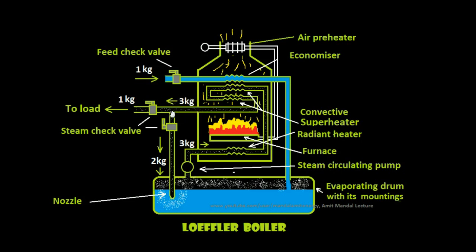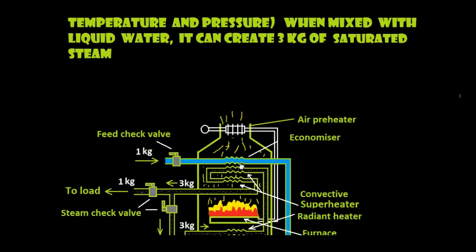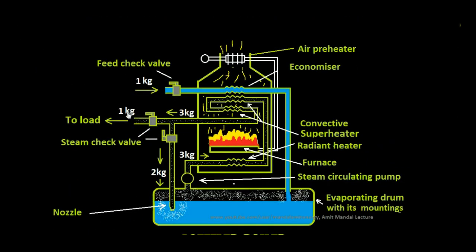Okay, out of that, 2 kg, by the help of this steam check valve, is again sent back to mix with this liquid water, so that 3 kg of saturated steam can be developed. This principle. Okay, and 1 kg is left, that is out for use by the help of this steam check valve. Okay, so in totality 1 kg of steam is coming out of the system. So to compensate that, this boiler has to be fed with 1 kg of liquid water.